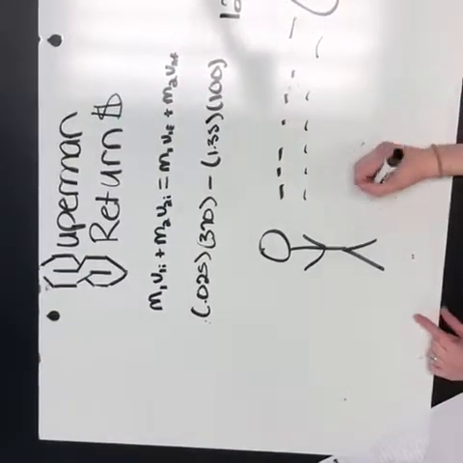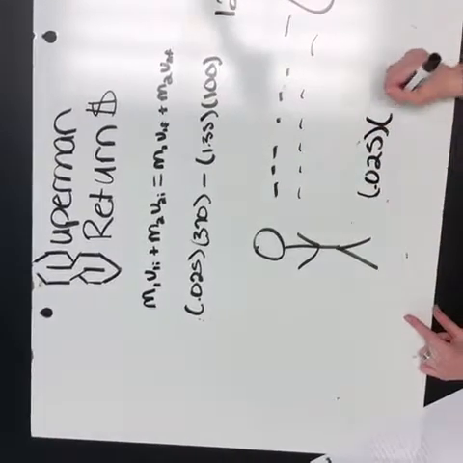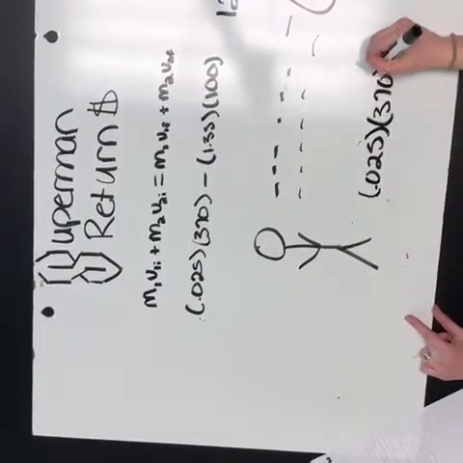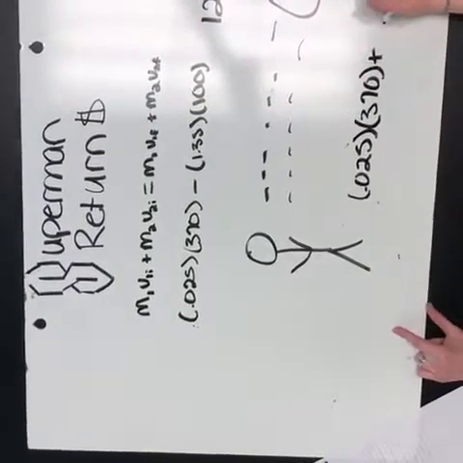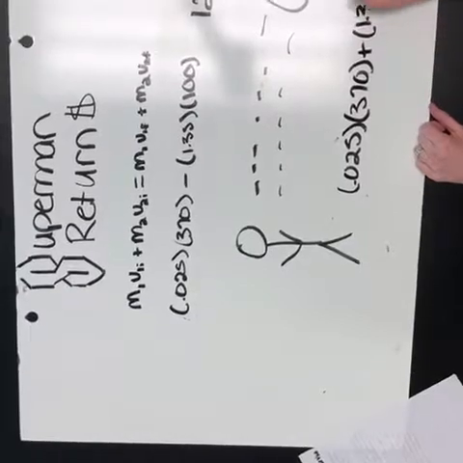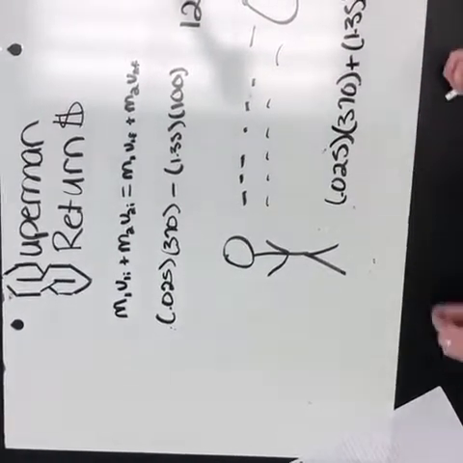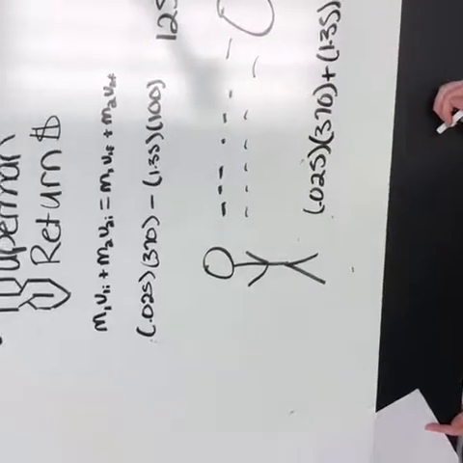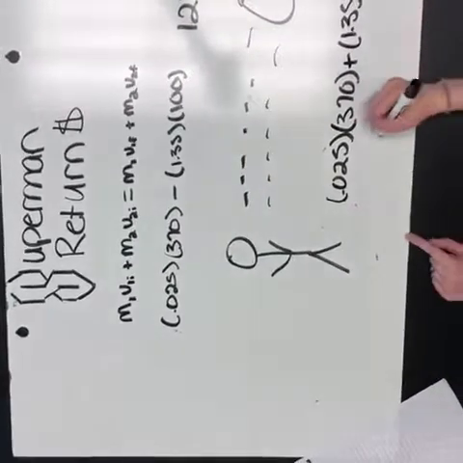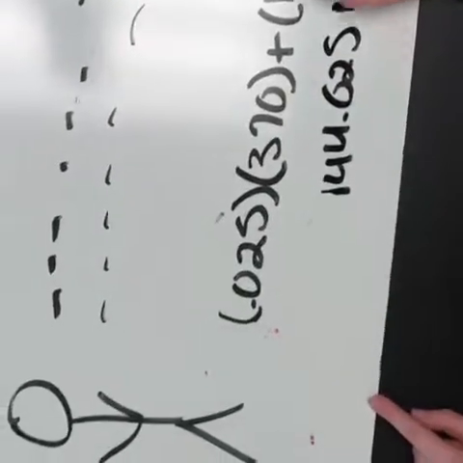and so our final momentum equation will be the same mass, 0.025 for the bullets, times 370 meters per second. This time it'll be a plus because it's going the same direction as Superman now. 1.35 times 100 for Superman, and that will give us a final momentum of 144.025 Newton meters.